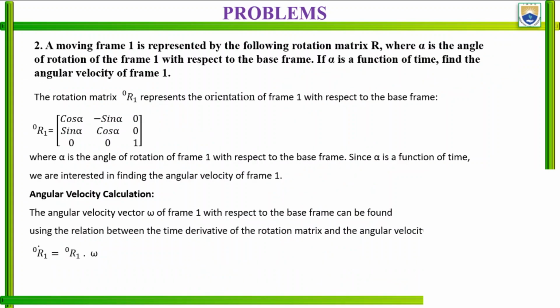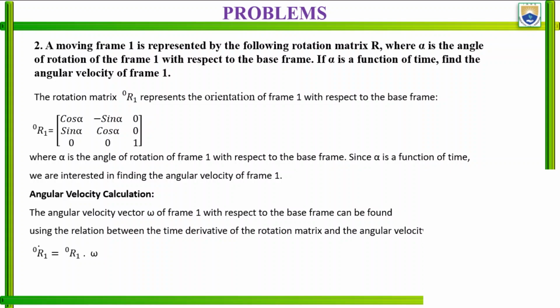Moving on to the second problem: a moving frame 1 is represented by the following rotation matrix R, where alpha is the angle of rotation of frame 1 with respect to the base frame.